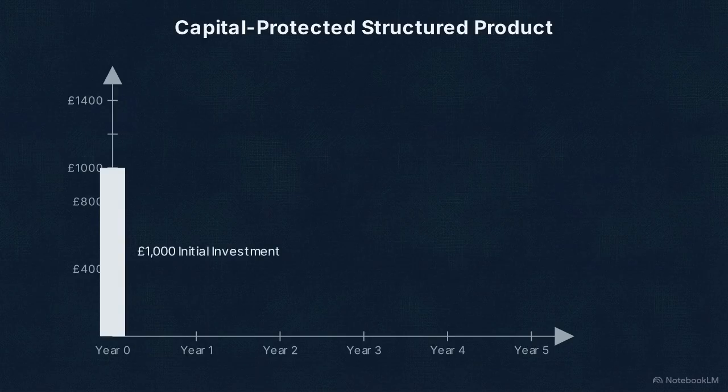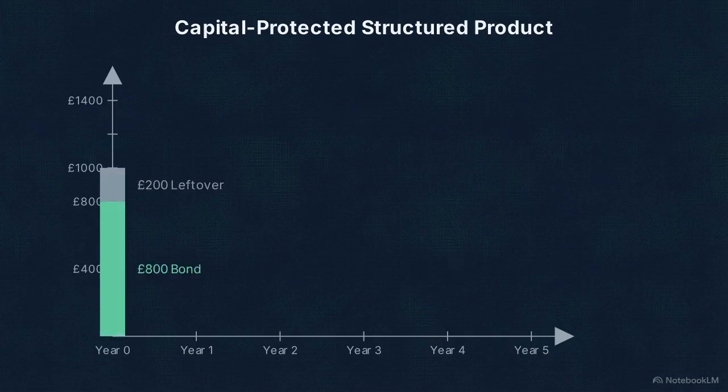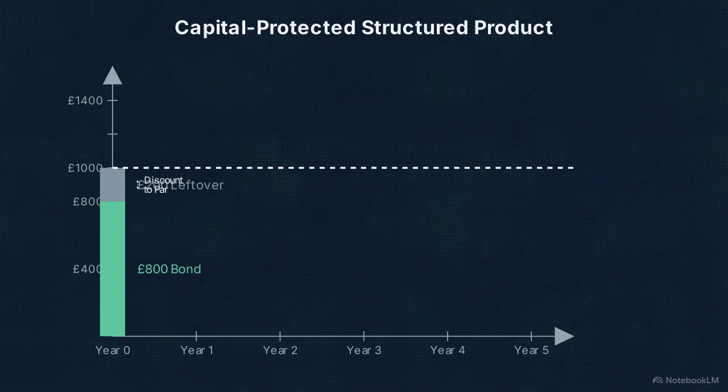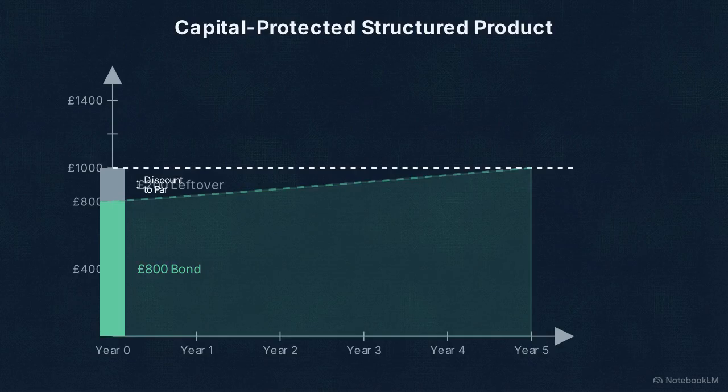We'll start with a theoretical investment of £1,000. The investor wants total protection against capital loss, but still wants to participate if the stock market goes up. To guarantee the principal, the financial institution takes the majority of that capital, say £800, and uses it to purchase a zero-coupon bond. A zero-coupon bond pays no periodic interest. Instead, it is sold at a discount to its face value. Over a set time frame, like 5 years, that £800 mathematically matures to equal the full original £1,000 investment. The capital is now protected.